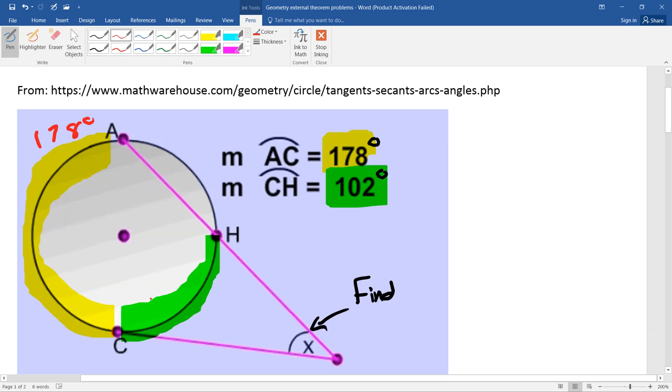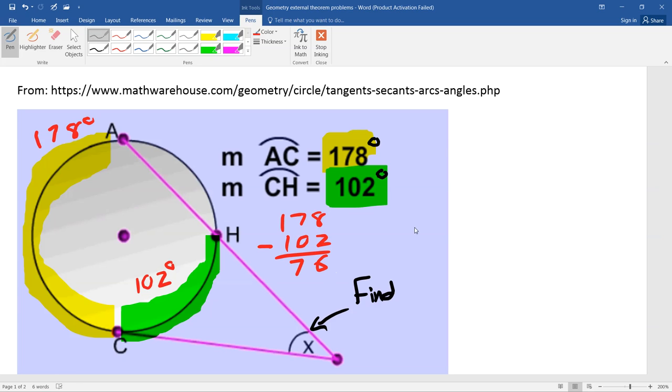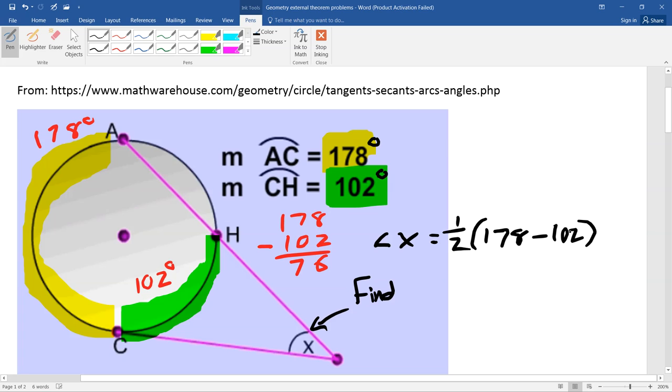So this is really set up perfectly for the theorem we just looked at. If I want to find x, we look at the difference between these two measures. If I do 178 and subtract the 102, we get 76. That's not x. The theorem says the measure of x is 1/2 the measure of the larger arc minus the measure of the smaller arc. So 1/2 of 76 is x. That would be 38 degrees. That's a direct application of the theorems we just looked at.